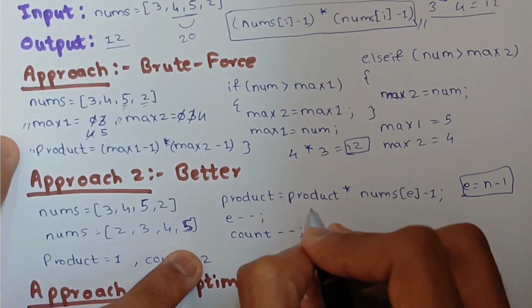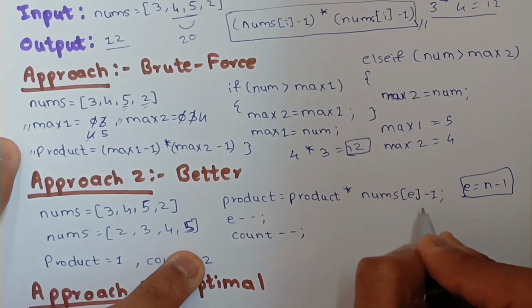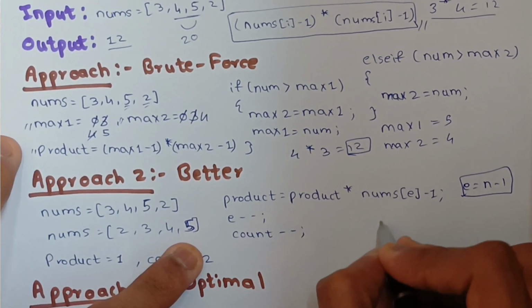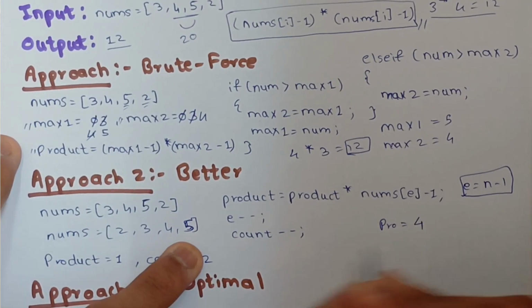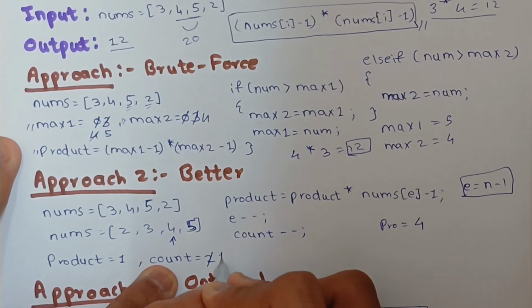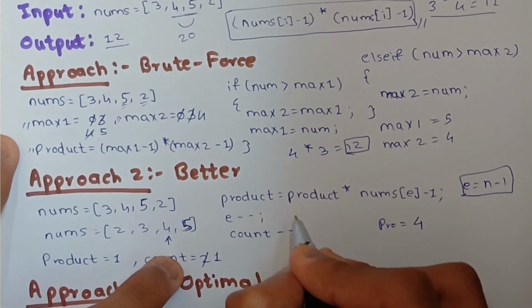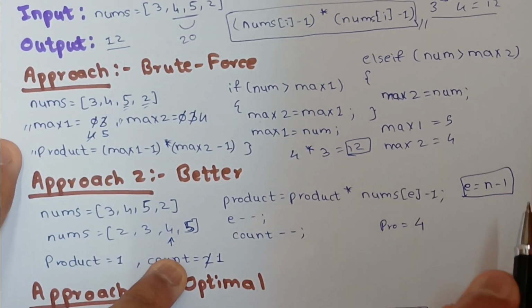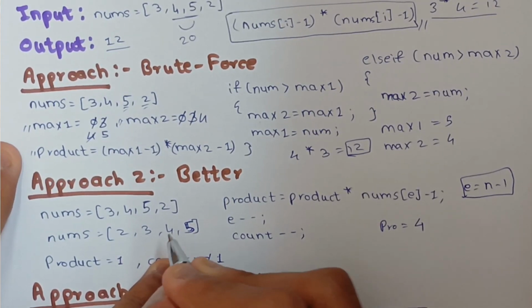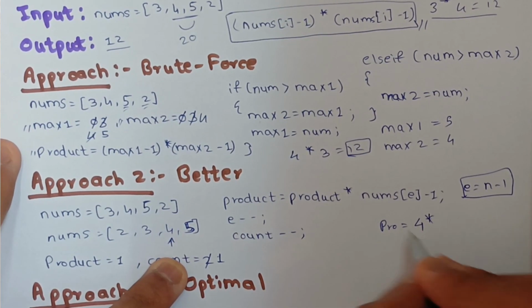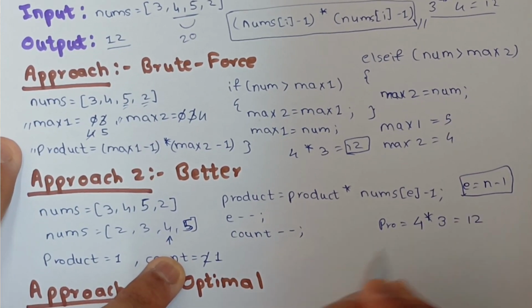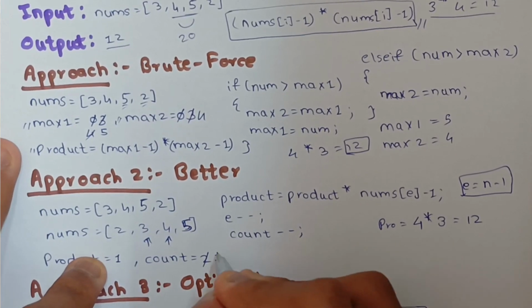Product equal to product into nums of e minus 1, meaning 5 minus 1, which is equal to 4. At the start the product is 1, so the product will become 4, and e will be decremented. Now e will come here and count will also be decremented, so count will be 1. Now product into nums of e minus 1, meaning 4 minus 1, which is equal to 3. So product into 3 will result in 12, and e will be decremented to here, and count will be decremented.